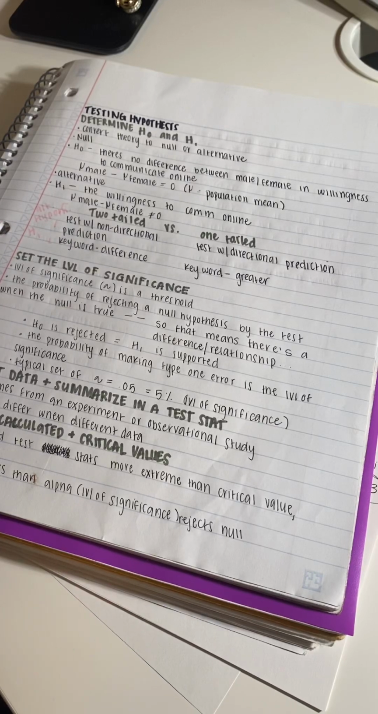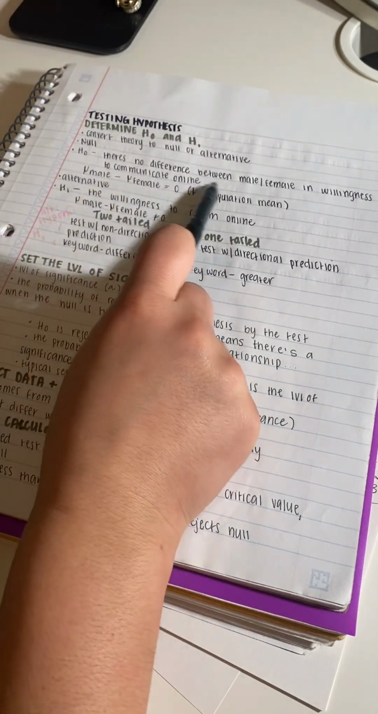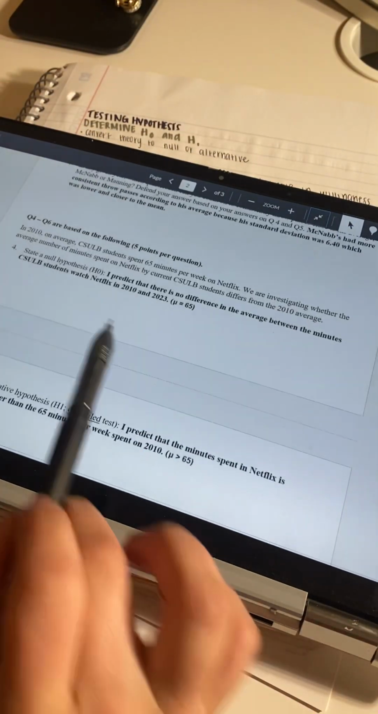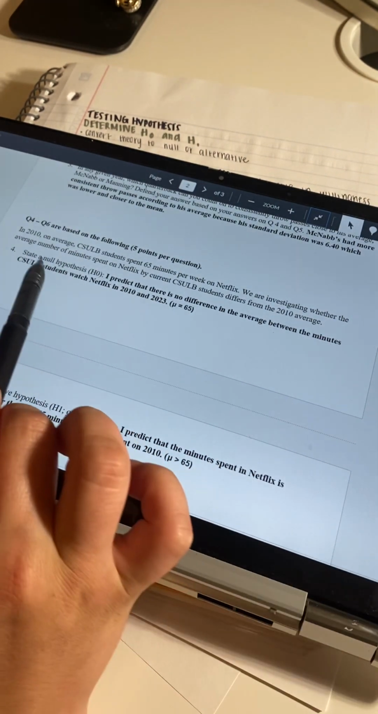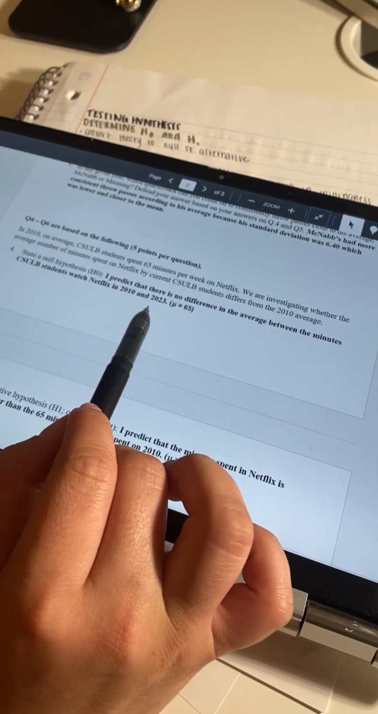Then this is my notes that essentially helped me with 4, 5, and 6. So pretty much, let me show you my problem set. The definition for the null hypothesis is that there's no difference between, blah, blah, blah. What I did for number 4 is I predict that there's no difference in the average minutes of CSULB students watching Netflix from 2010 to now.